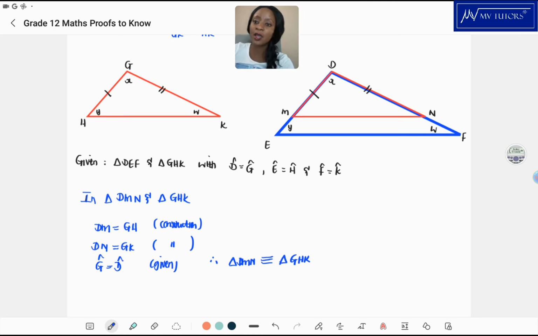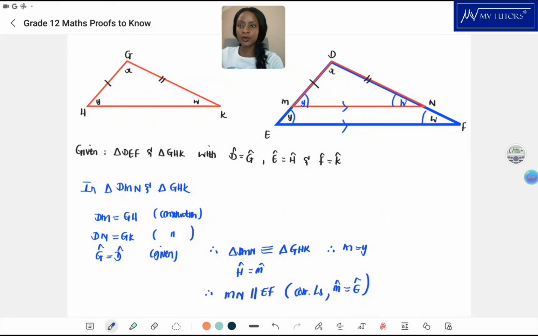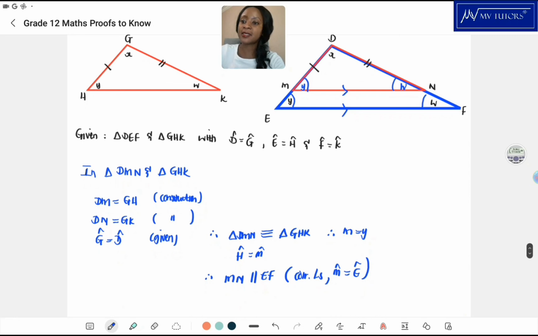And if that's the case, we can then also conclude that M is actually equal to Y. Okay, so that would be equal to Y, because the value of M is equal to the value of H. Okay, because we've proved congruency. And in proving congruency, we can then say that angle H is equal to angle M, which is equal to angle E.